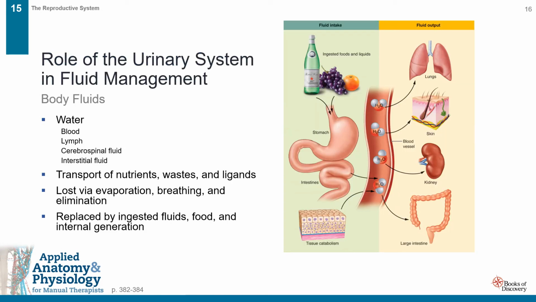Let's now discuss the role of the urinary system in fluid management. You may recall from previous lectures that water is a major component in all body tissues and is critical for optimal functioning and health. Blood, lymph, cerebrospinal fluid, and interstitial fluid make up the extracellular fluids that transport dissolved nutrients, waste, and ligands. These fluids also distribute heat throughout the body and, together with intracellular fluid, serve as the primary environment for all chemical reactions.